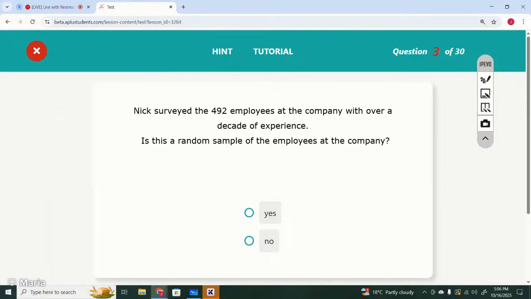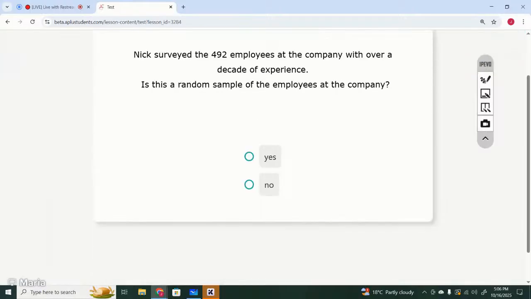Nick surveyed the 492 employees at the company with over a decade of experience. Is this a random sample of the employees at the company? No, that is not a random sample. They are working over a decade of experience. So no, they are not a random sample.